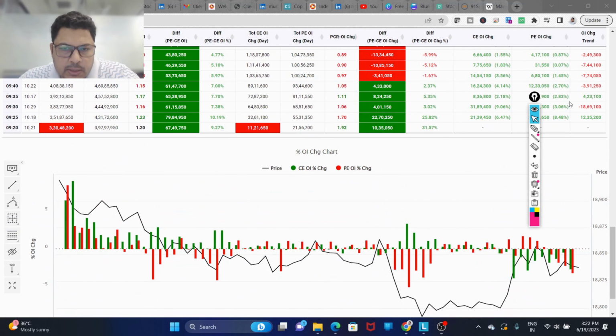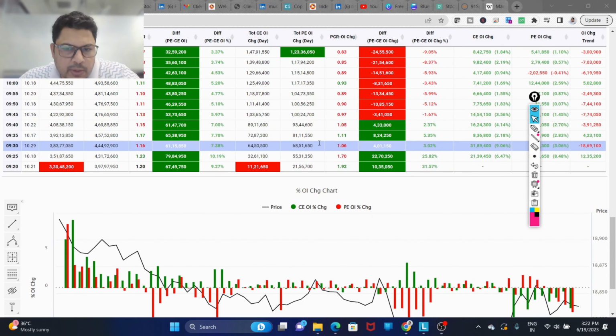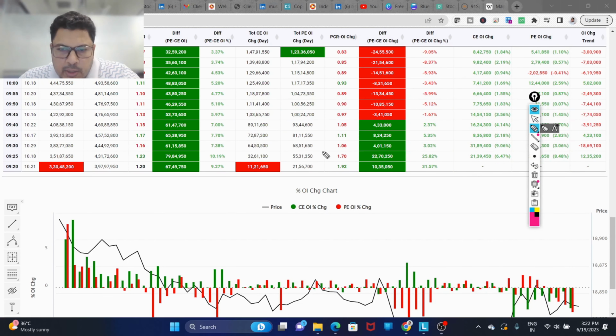So let's look at this data, starting from 9:20 onwards. At 9:20, this is the total put change in open interest and total call change in open interest for the day. So the market opened at 9:20. The put open interest was 21 lakhs and the call open interest was 11 lakhs. So it was showing a green sign saying that puts are higher, calls are lesser. So the direction is upwards.